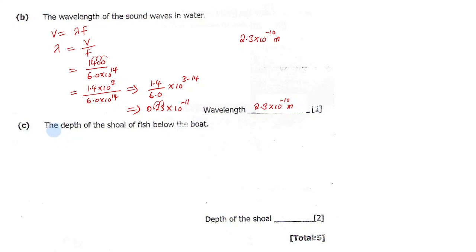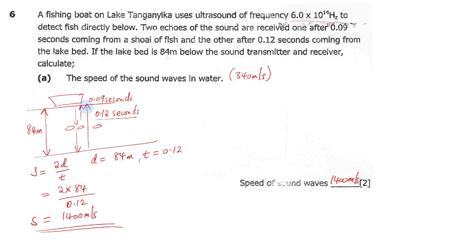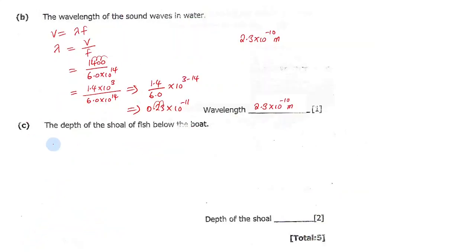Then they're asking for the depth of the shoal of fish below the boat. So we need the depth here of the fish below the boat, this distance from here. We use the same formula, velocity is equal to 2d over time, so we'll make d the subject of the formula. So d is going to be equal to v times t over 2.